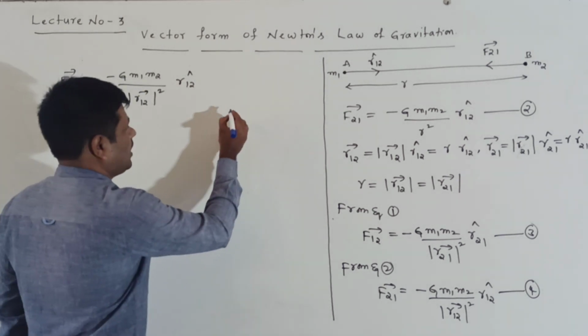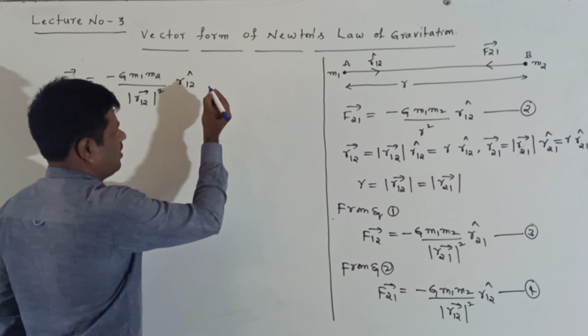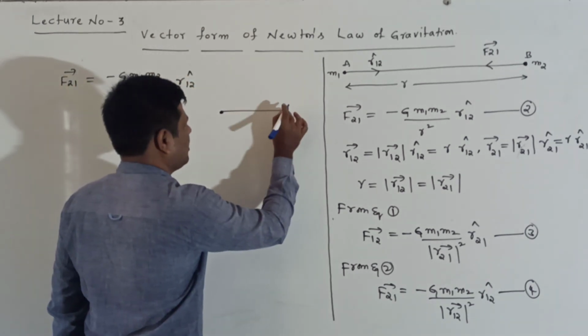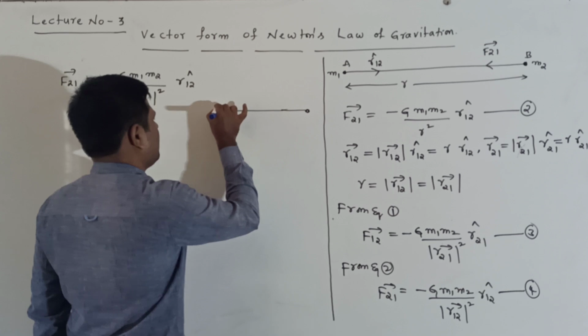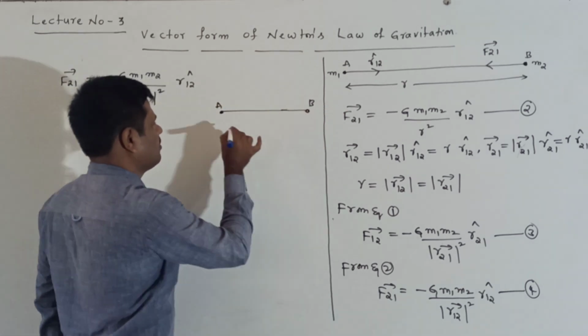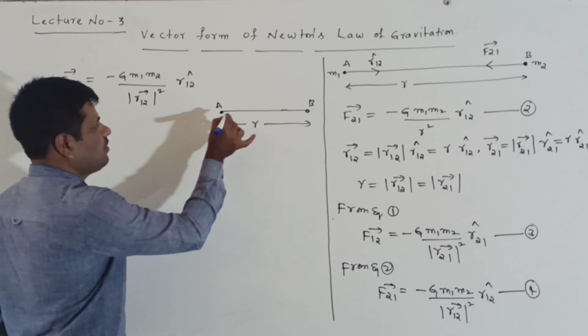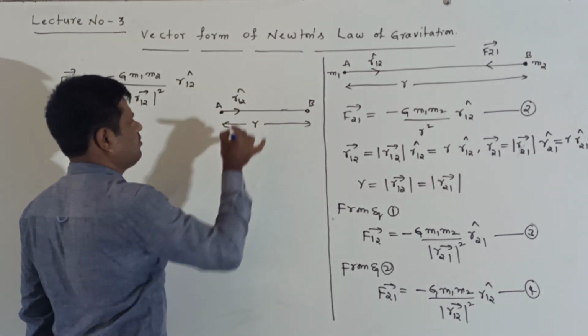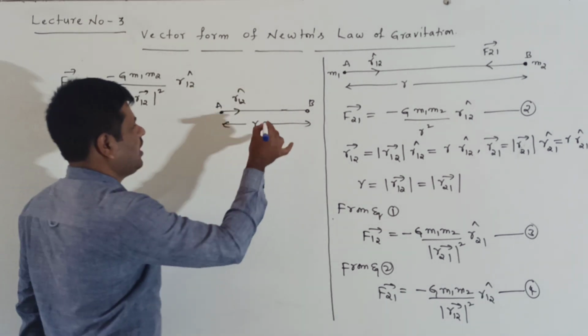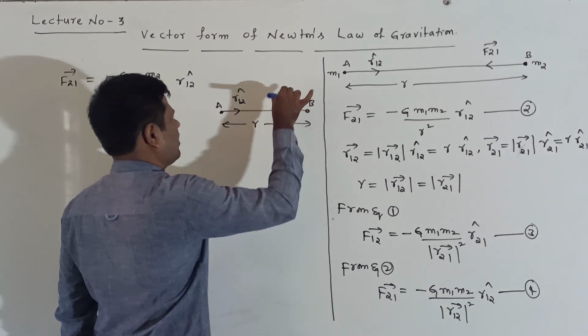Listen. Here I already removed the diagram. Again I am showing it simply. Here A and B, the distance between them is R. We know that the A to B unit vector is R12 cap, and the B to A unit vector is R21 cap.